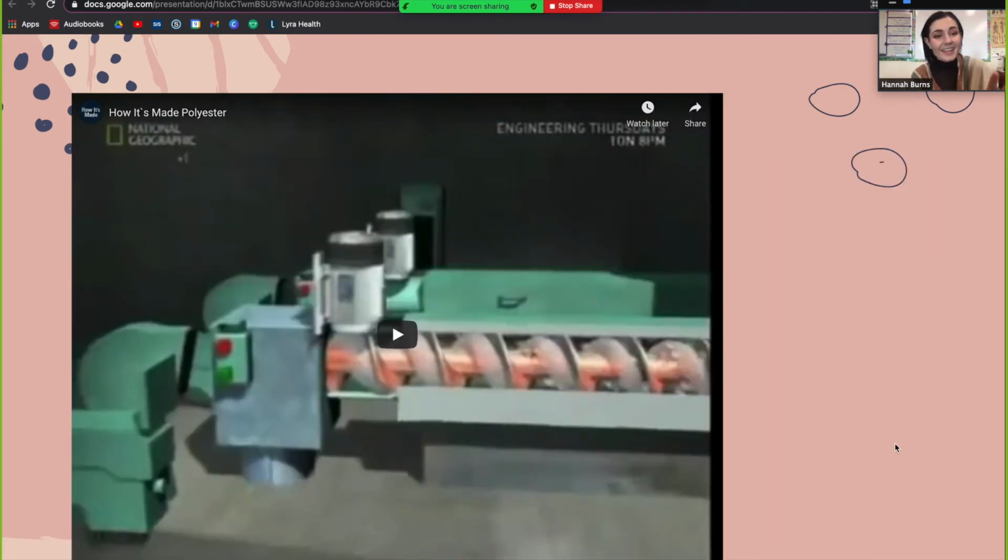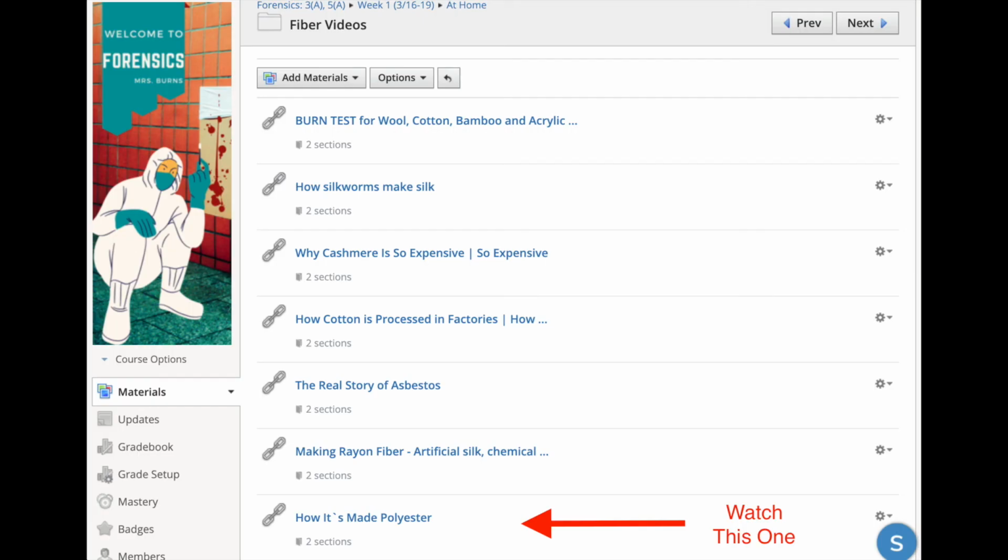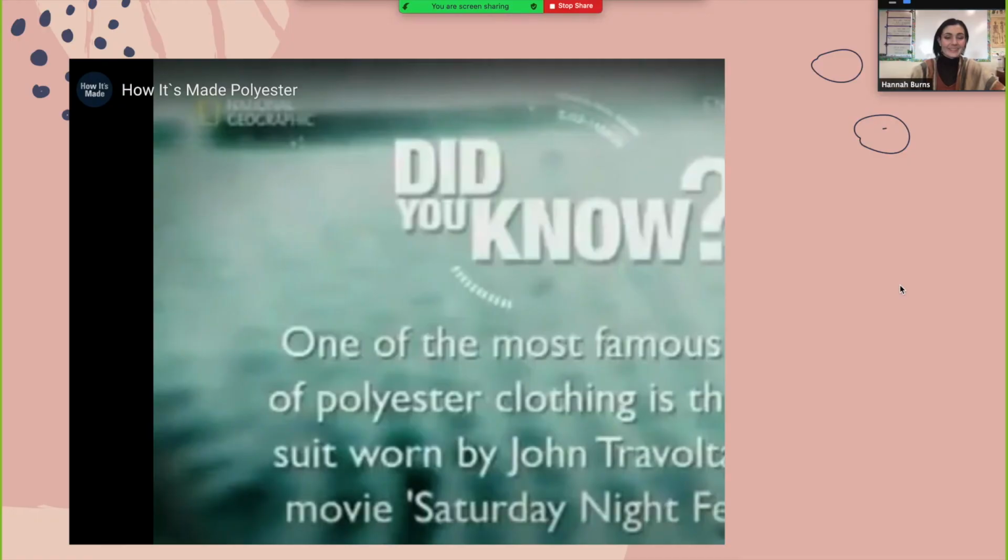So let's look at our final How It's Made video, and this is really interesting. This goes into how people are able to take recycled water bottles and break them back down into that plastic, the petroleum, and then use that as the main ingredient to make polyester for clothing. Alrighty, so that is polyester.